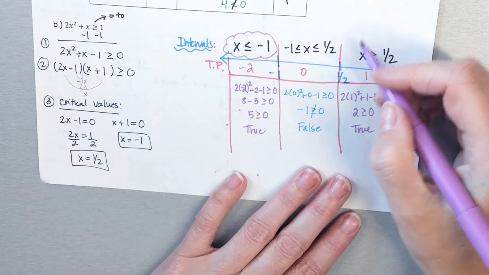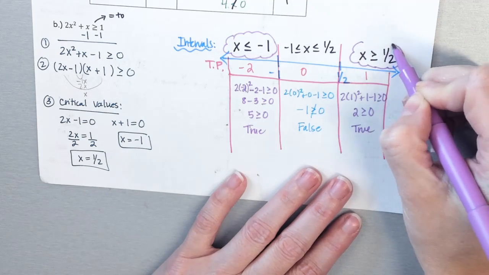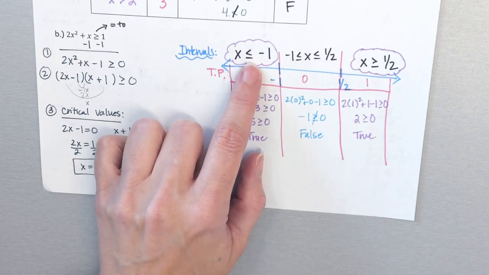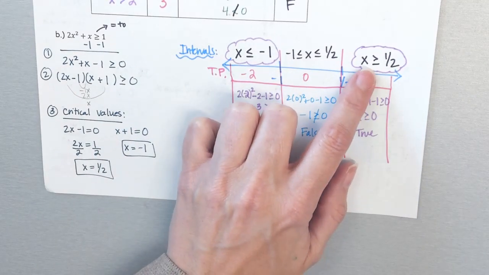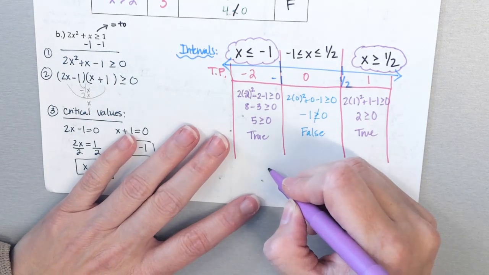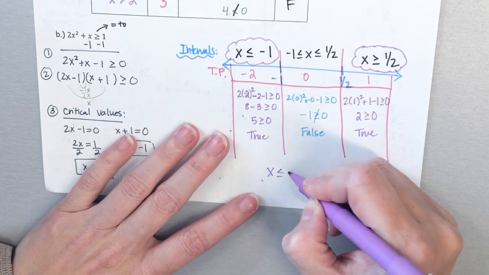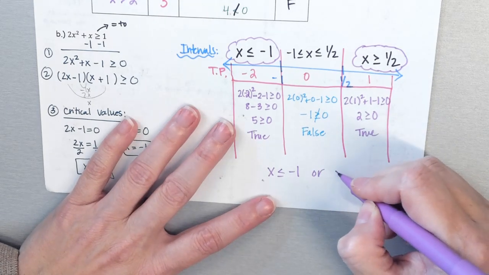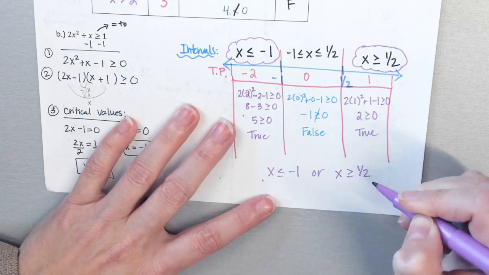Yes. So if you look at these inequalities, both of these are solutions, but you can't have a number that's less than or equal to -1 and greater than or equal to 1/2 at the same time. So do you guys remember what we connect them with? An or. So x is less than or equal to -1 or x is greater than or equal to 1/2.